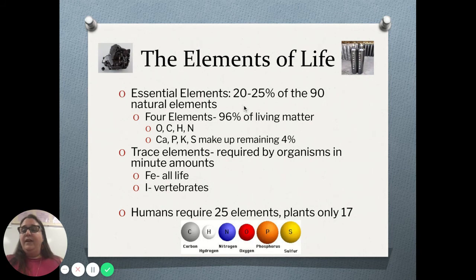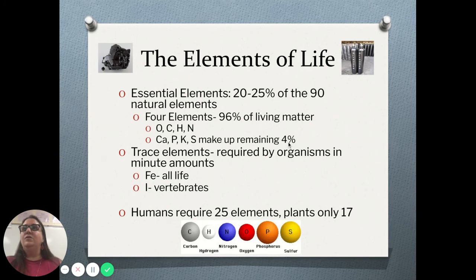Then we have the elements of life. We'll be focusing on a lot of the carbon, hydrogen, nitrogen, oxygen, but about 20 to 25% of the 90 elements that occur naturally are considered essential. Four of those elements that I've mentioned several times now, oxygen, carbon, hydrogen, and nitrogen, make up 96% of you and all other living matter. And then we have some calcium, phosphorus, potassium, and sulfur that make up the other 4%.